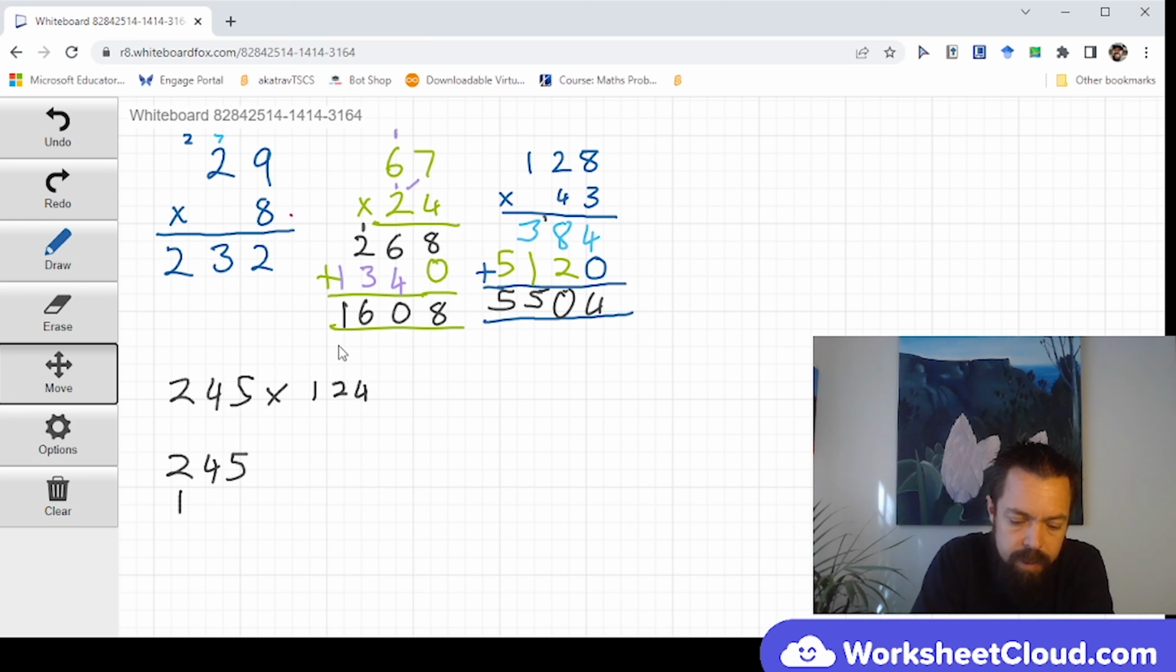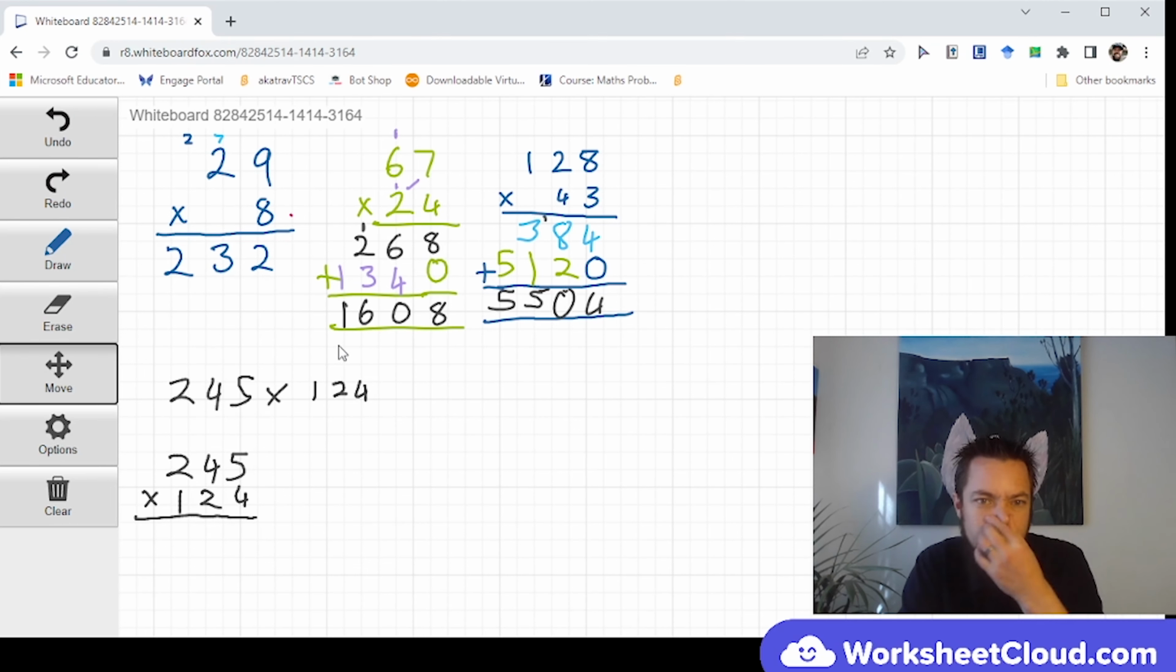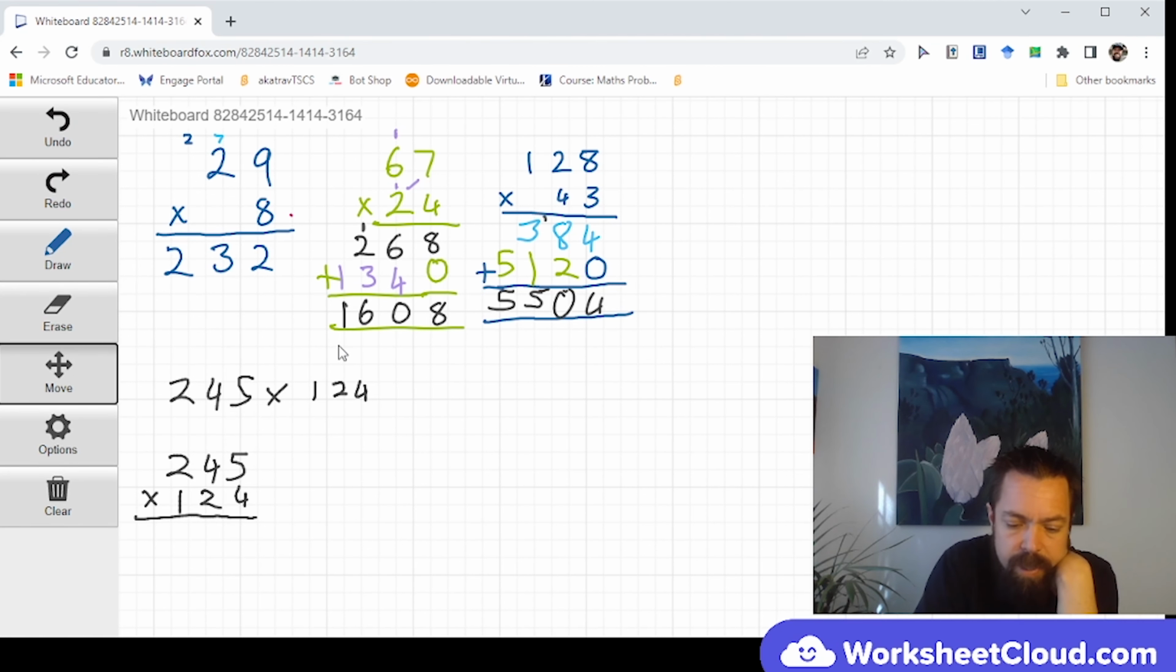245, 124, exactly the same as we've done it before. All right, now previously when we multiplied, we first multiplied by the units, then by the tens. So we're going to start off by multiplying by the 4. So we're going to do 245 times 4 in this row. In the next row, we're going to be looking at 245 times by 20. And in the next row, we're going to be looking at 245 times by 100.